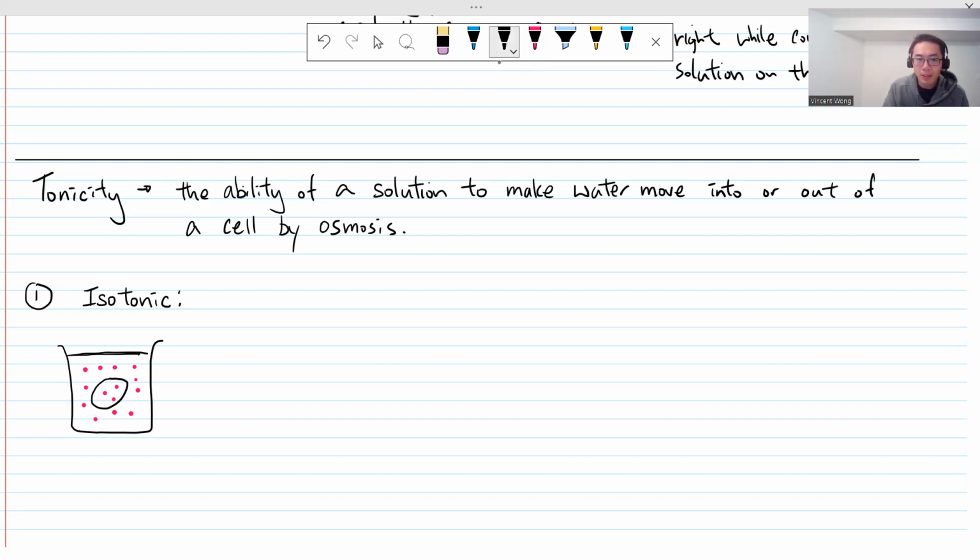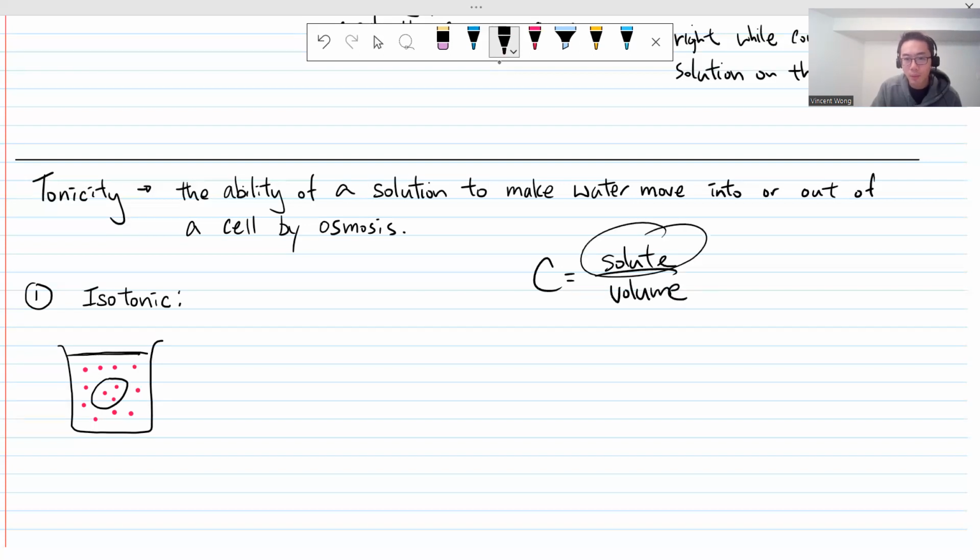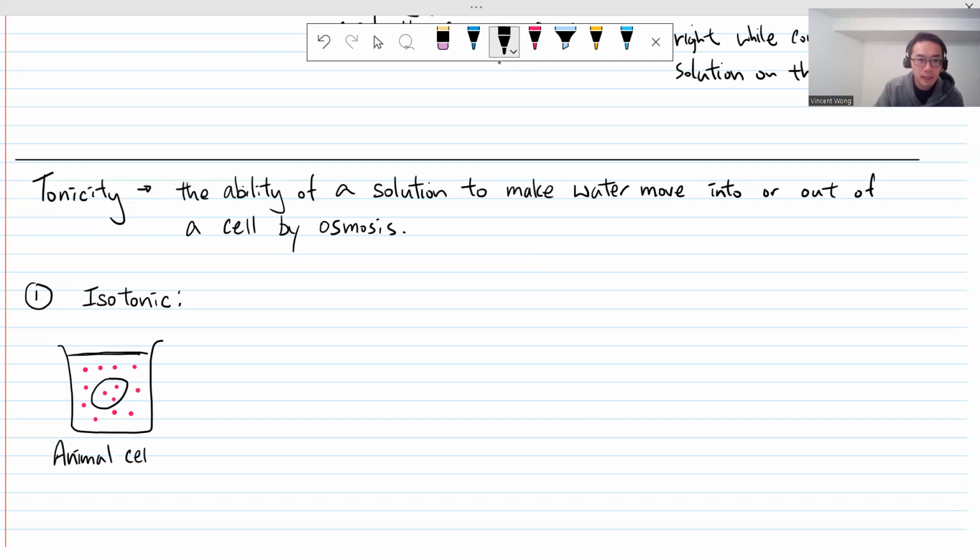Yes, there are more dots on the outside, but the volume is also bigger. When you do the calculation, concentration is basically the amount of solute divided by volume. So if you have a small number divided by a small number, that could equal a big number divided by a big number. So it's not about the dots. In this case, this is an animal cell, and isotonic means the concentration inside the cell equals the concentration outside.